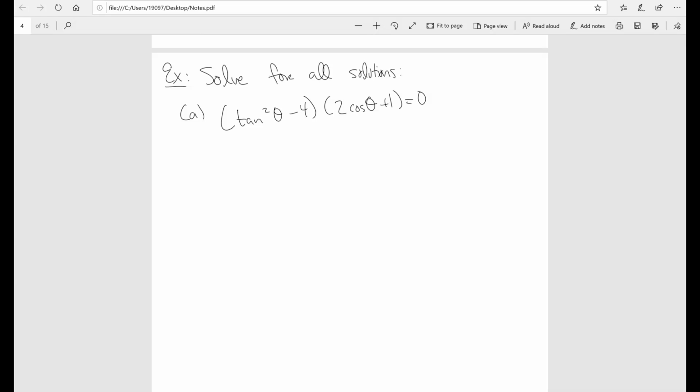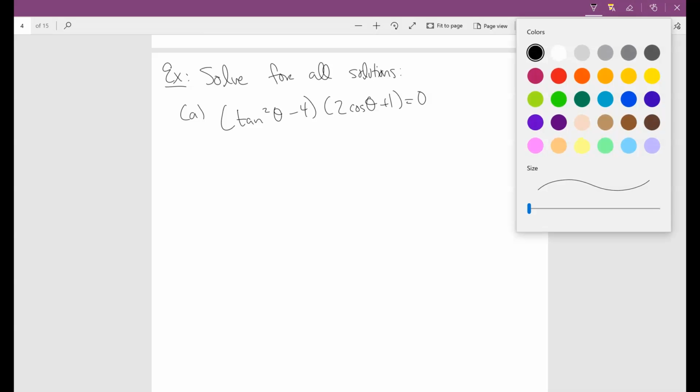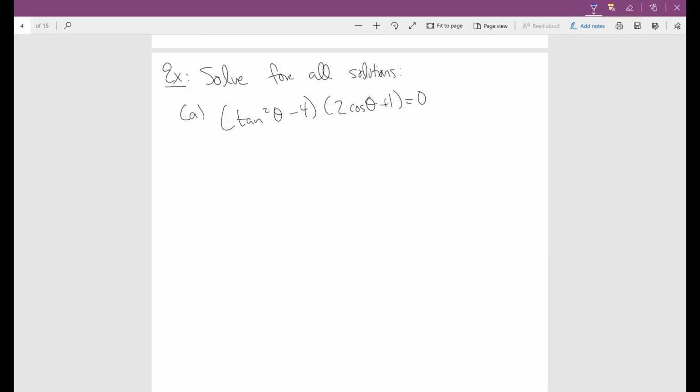So let's continue with solving these equations. Solve for all solutions. We'll start off with the first one, and here's where you want to tap into all the algebra skills that you have learned so far in the past. Here we can see a mix of a polynomial where you can FOIL it out. FOILing it out actually is the worst thing that you can do.